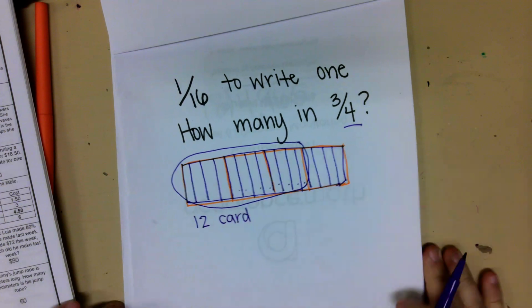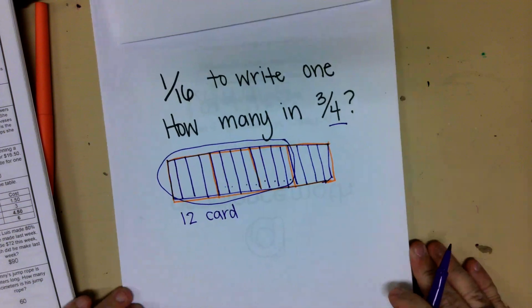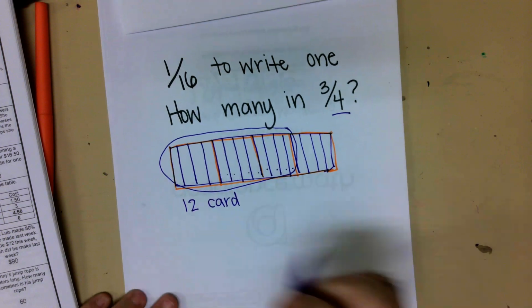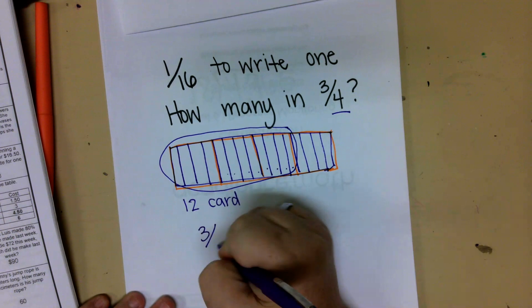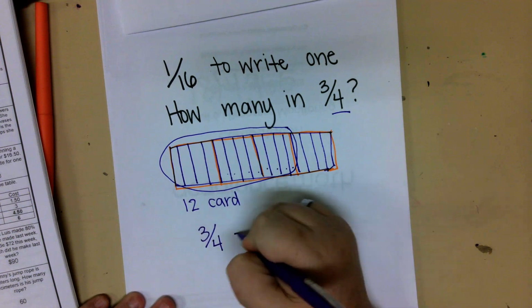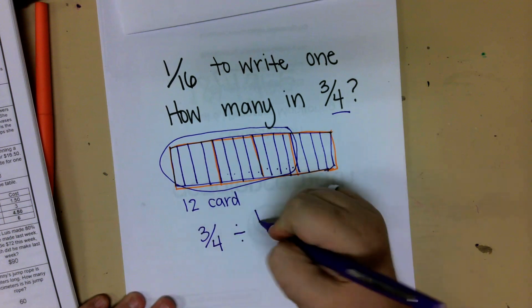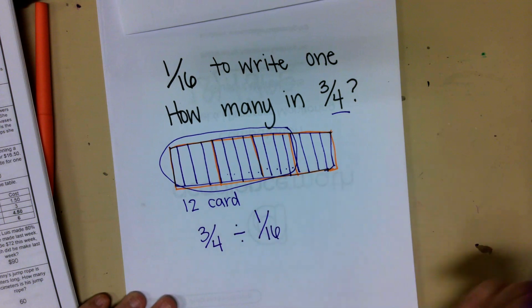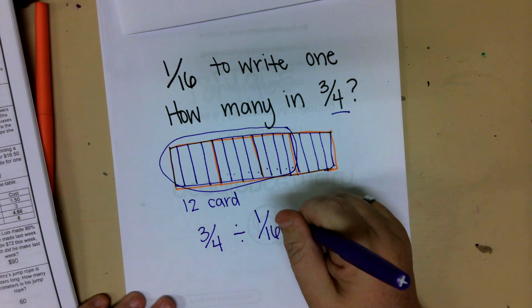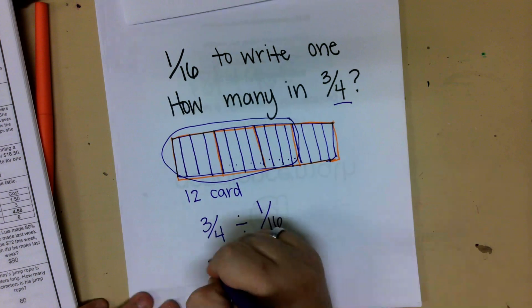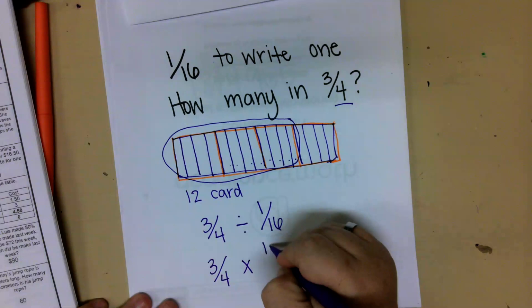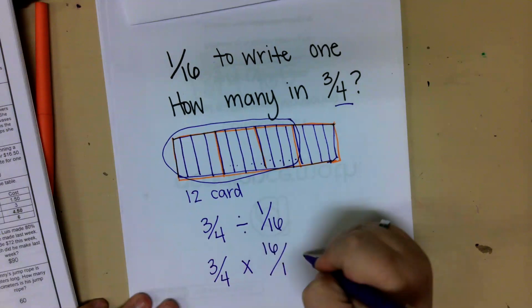A second way we could do this is to think about mathematically what we were just doing. We had 3/4 of an hour. Okay, we were dividing to see how many 1/16 we could get into that 3/4 of an hour. Okay, and we know we're going to keep, change, and flip because that's division of fractions.